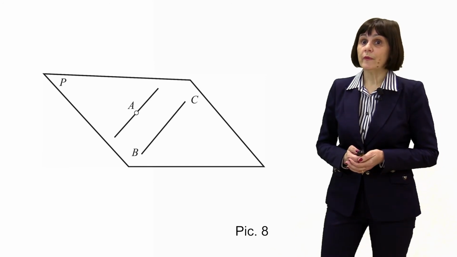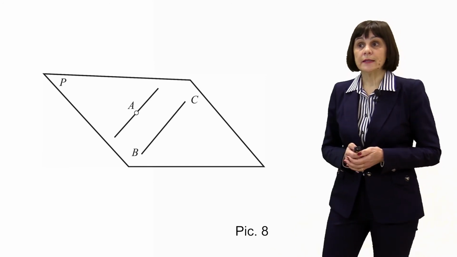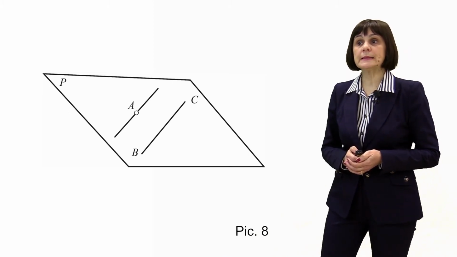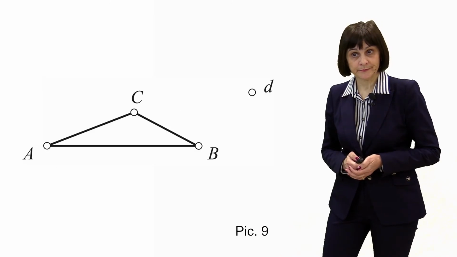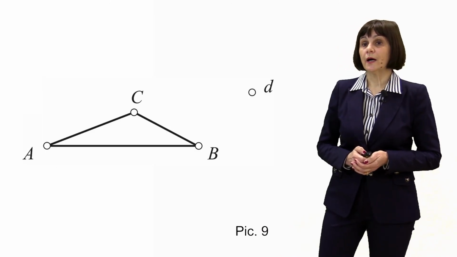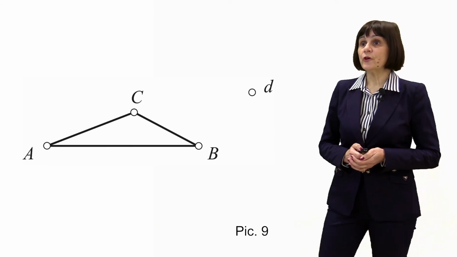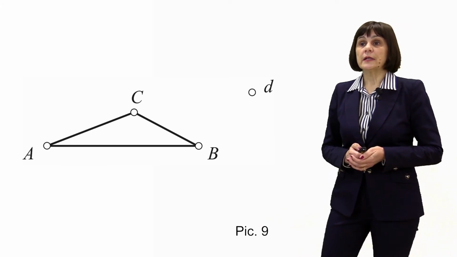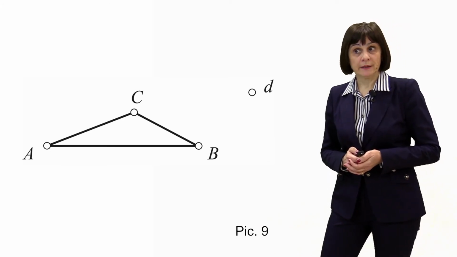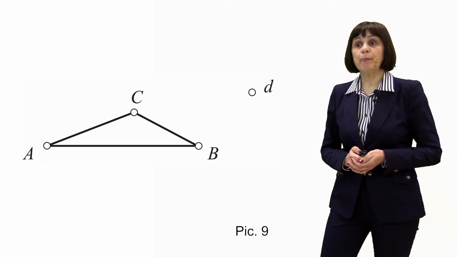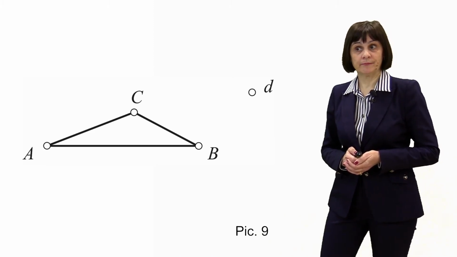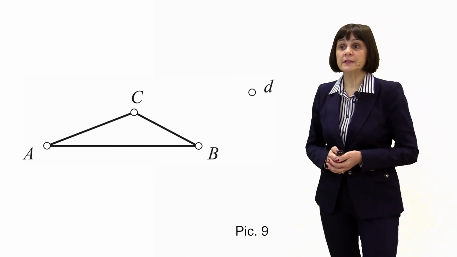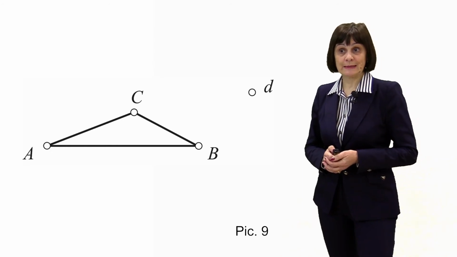And now let us understand how to construct a point in the drawing that lies in a given plane. To do this, first we need to construct a straight line that lies in a given plane, and then we take a point on this straight line. On this drawing, we need to find the frontal projection of a point D.